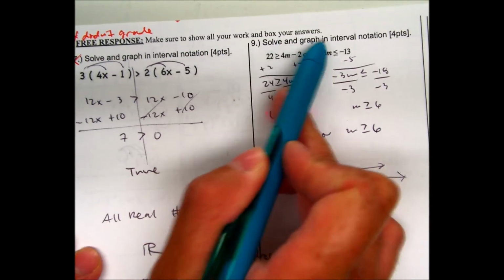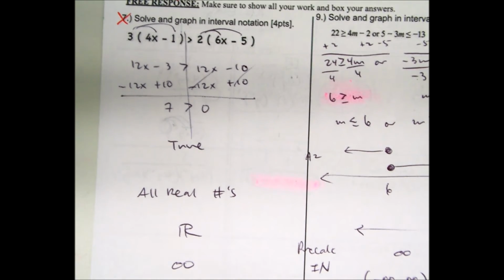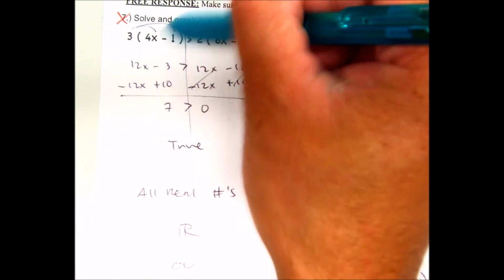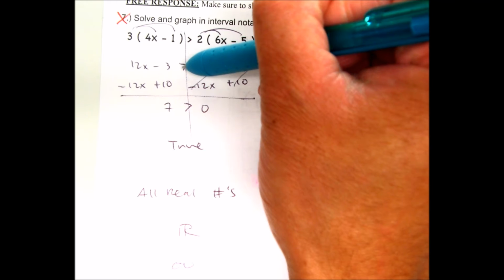Make sure to show all your work, box your answers. Question number 7 for version, I think this was A. I didn't grade it, but I'll go over it. The reason why I didn't grade it is because on the other version, I didn't grade number 7. There was a mistake. So here I distributed. Don't flip the inequality sign.